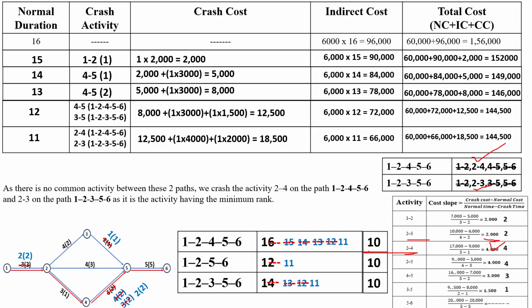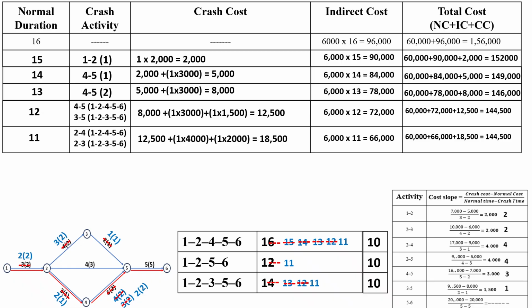So the same thing you have to represent in the network diagram also. So for the activity 2 to 3, 1 day is reduced, then normal time is 3 and crash time is 2, and similarly you have to represent for the activity 2 to 4, that is reduced from 3 days to 2 days normal time, and crashing time is 1 day.